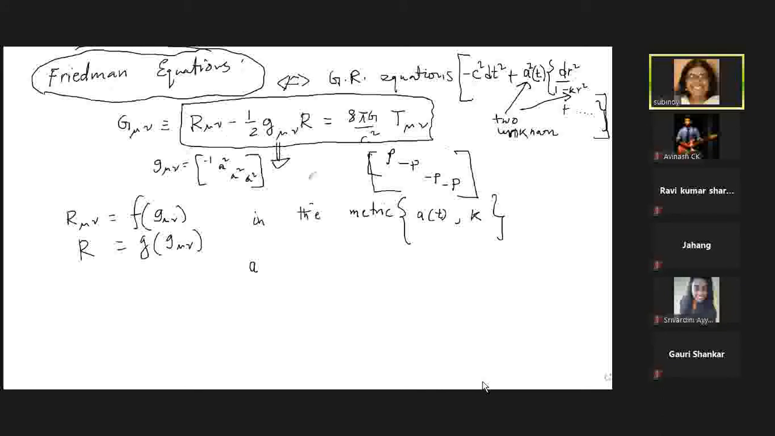as dimensions. So you get this equation, A dot by A, the first Friedmann equation, 3 A dot by A square. I'll give you the exact.